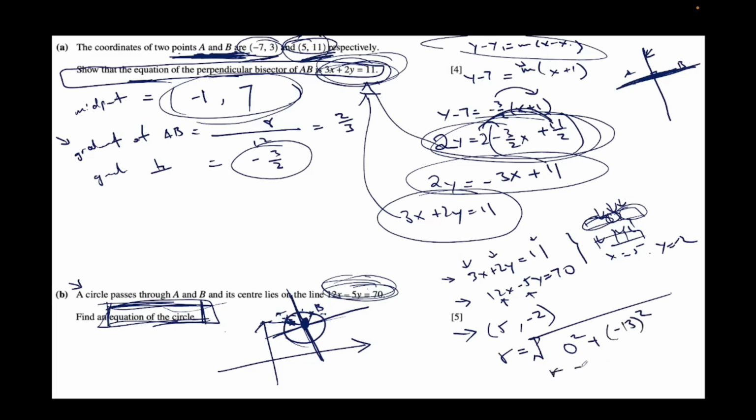And that's where you get the radius equal to 13. So the answer is x minus 5 squared, you remember the center, plus y plus 2 squared equals 13 squared. The equation of the circle.